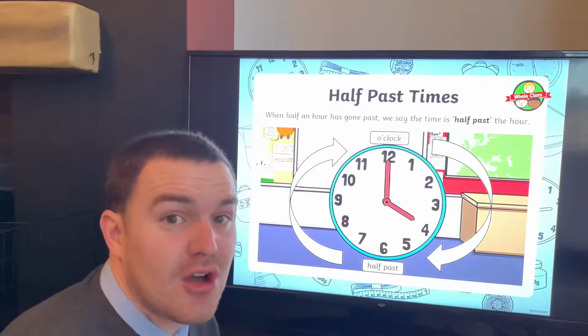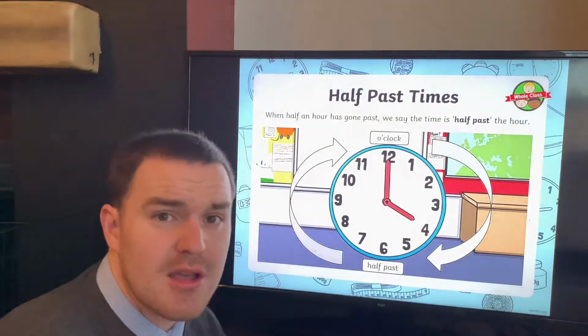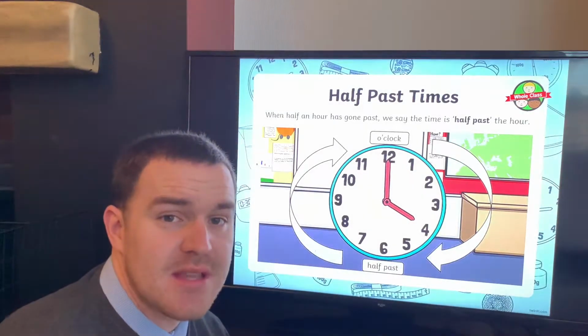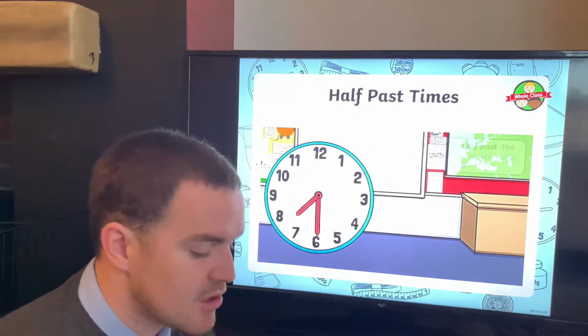And in another half an hour, it would take us back to the full hour. So it would be back to 4 o'clock. So 3 o'clock, we went halfway around the clock to 3:30, and then we went another halfway around the clock to 4 o'clock. So let's look at some more.